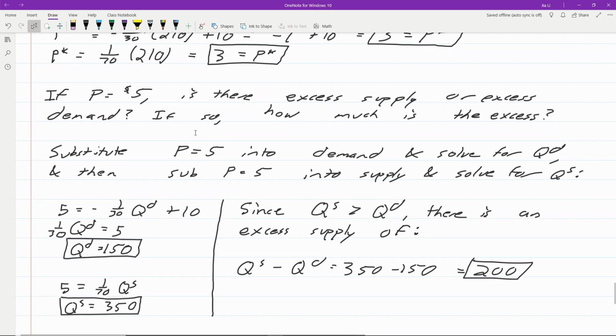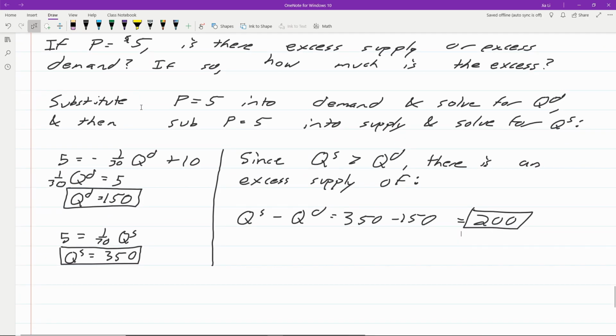We can do the same method if the question was asking like, what if the price was say $1, right? You do the same thing, except you substitute price is equal to 1 into the demand function and price is equal to 1 into the supply function. You work out the math, solve for QD, solve for QS, and then compare which one is bigger, QD or QS. And the bigger one tells us there's an excess supply of that, right? Then you take the difference, and then you get the excess demand or supply.